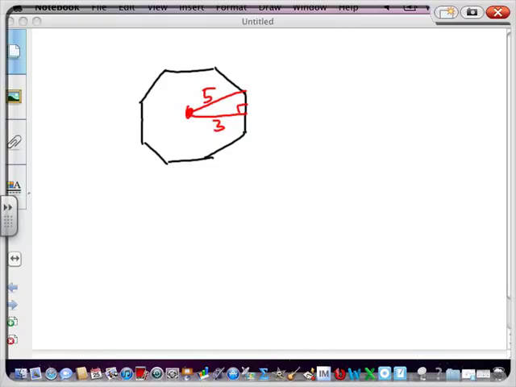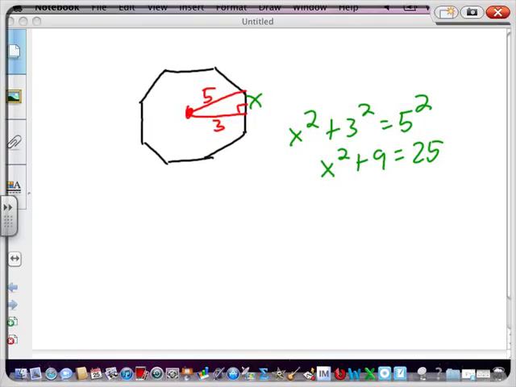So the first thing we're going to look for is to figure out the perimeter. So what we have to do is find this side right there. What kind of triangle is that forming? Right triangle. So how do we figure out the unknown side of a right triangle? Pythagorean theorem. X squared plus 3 squared equals 5 squared. So x squared plus 9 equals 25. Subtract 9 from both sides. X squared equals 16. X equals 4.